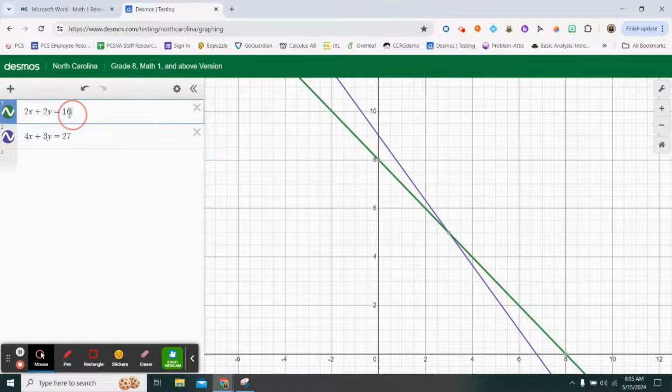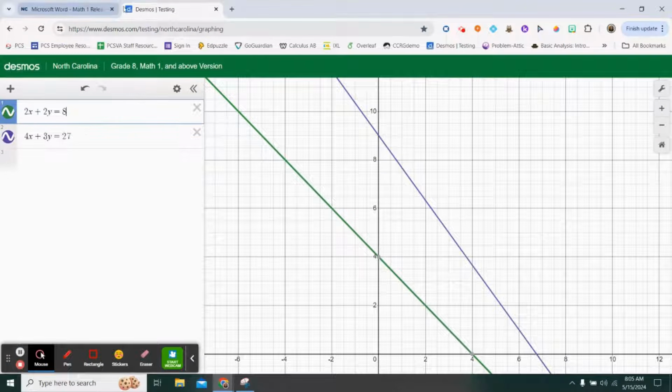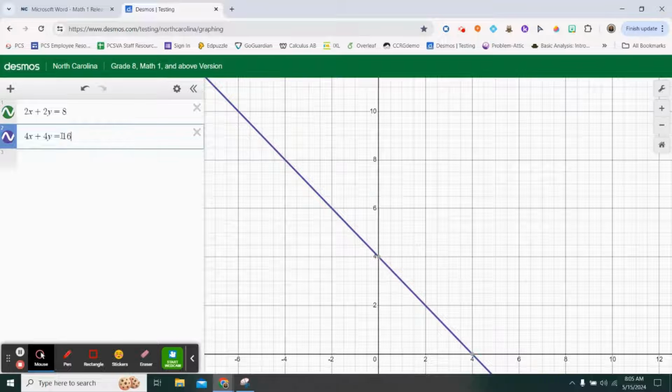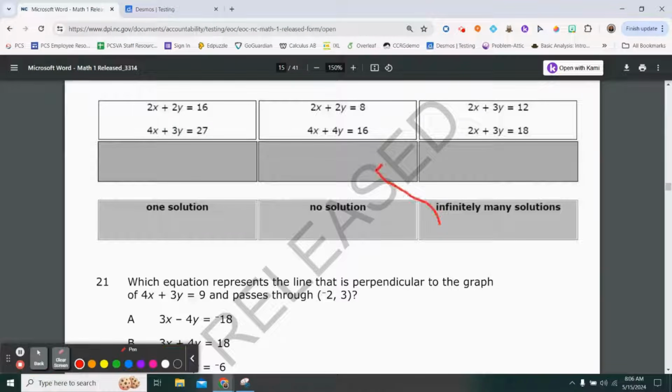Then I'm going to change my equations. I'm going to go back and do these middle equations. So I would have dragged my one solution here. So now I'm working on these two. So I've got 2x plus 2y equals 8, and then I have 4x plus 4y this time equals 16. This time, they're exactly the same line. The green and purple, if I click back and forth between the lines, they fully intersect. That means there's infinitely many solutions. So I would drag infinitely many to that box.